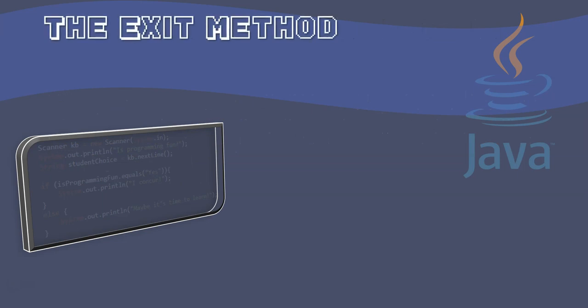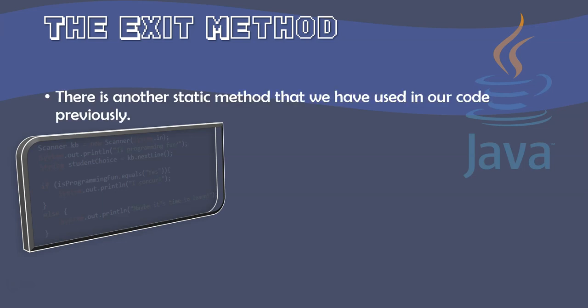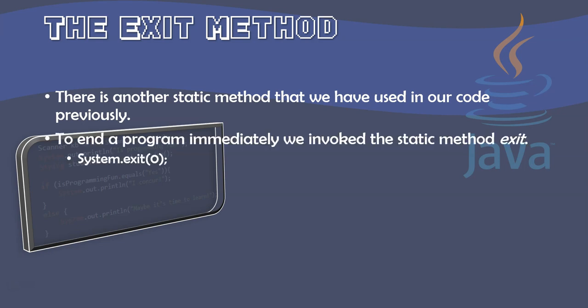Another thing that we've seen is the exit method. This is something that we've used as well. This is another static method, and if you remember what it does, it forces the program to exit. So if we want to end a program immediately, we invoke the static method exit, System.exit(0).